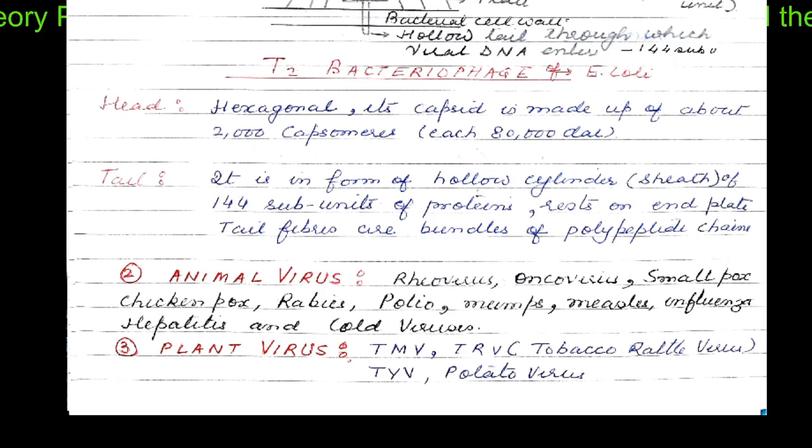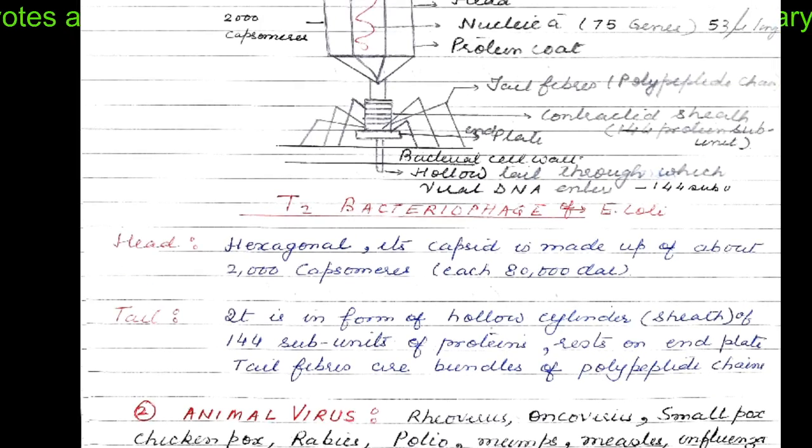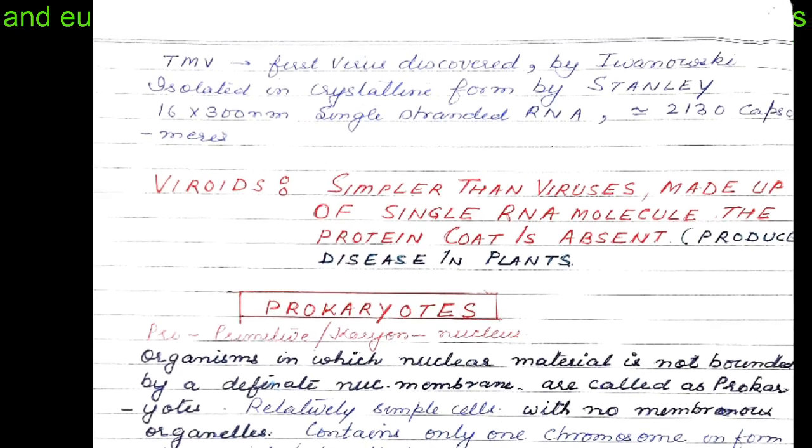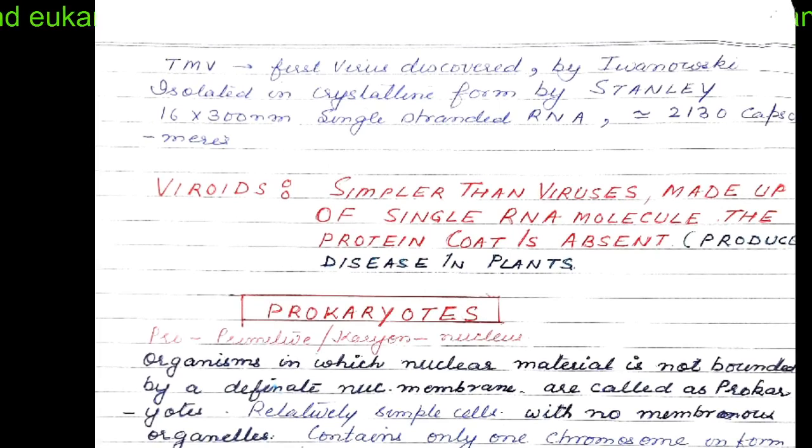The animal viruses are reoviruses, oncoviruses, smallpox virus, chickenpox, rabies, polio, mumps, measles, influenza, hepatitis, and cold virus. Whereas plant viruses are tobacco mosaic virus, the TRV virus, tobacco retrovirus, potato virus, etc. So, students, tobacco mosaic virus was first discovered by Ivanovsky and was isolated in crystalline form by Stanley, as I've told you in this lecture.